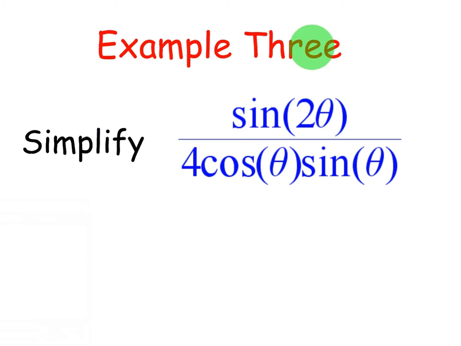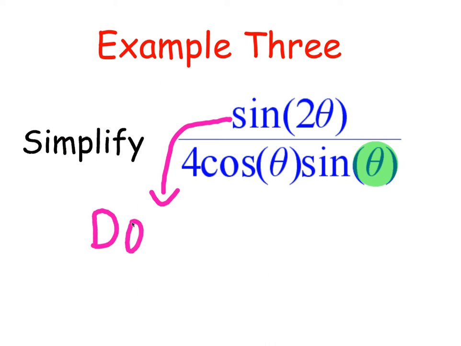For our third example, we have: simplify sine of 2 theta all divided by 4 cosine of theta sine of theta. So again, the question becomes, how do I know when to use a double angle formula? Well, this one actually is pretty obvious. You have a sine of 2 theta, and right there inside of the parentheses is a 2 theta, right? So you're probably going to use a double angle formula.